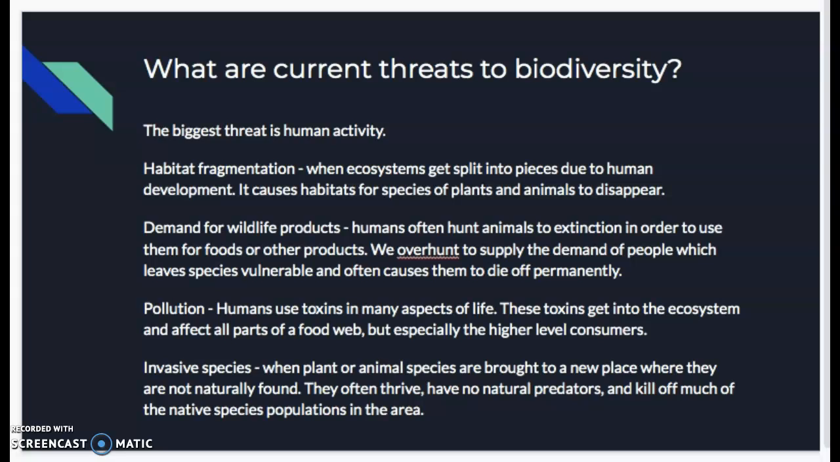Then we have invasive species. Humans are super excited about releasing things into the wild and bringing things to places they shouldn't be. So an invasive species is when a plant or animal species is brought to a new place where they're not naturally found, so they're not native to the area. And when this happens, the invasive species often thrive because they have no natural predators. And this causes them to become beefy and be able to kill off much of the native species populations in the area.